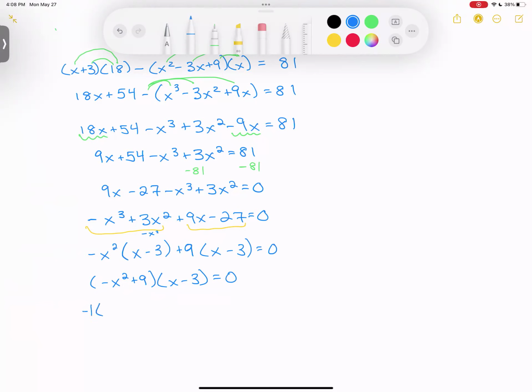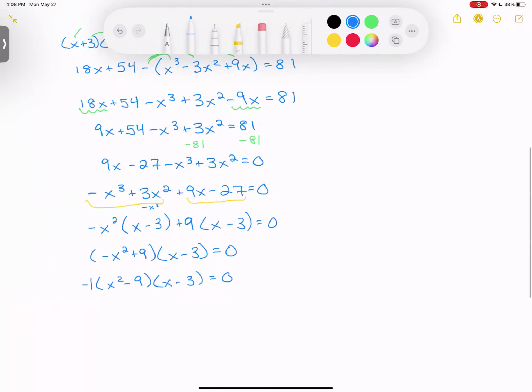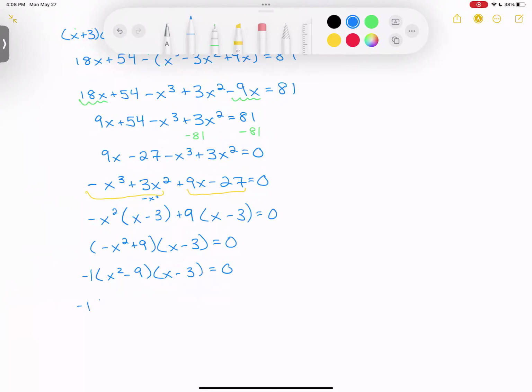So I can factor a negative 1 out of this to get x squared minus 9. And then that's a difference of squares. So I get x plus 3 and x minus 3, and then another x minus 3. Or negative 1, well, we could just divide both sides of the equation by negative 1 and get rid of that. It doesn't have any x's attached to it.